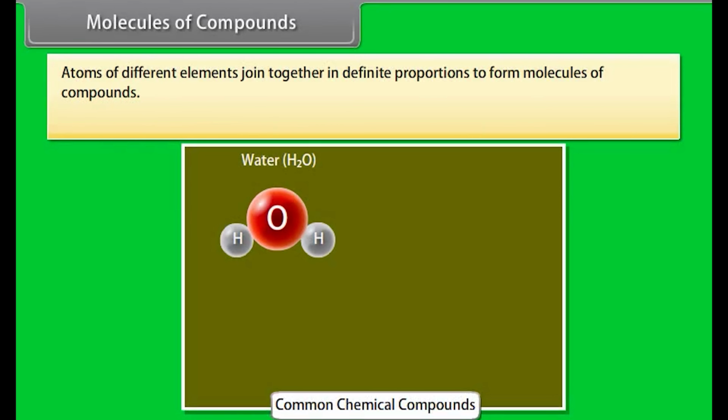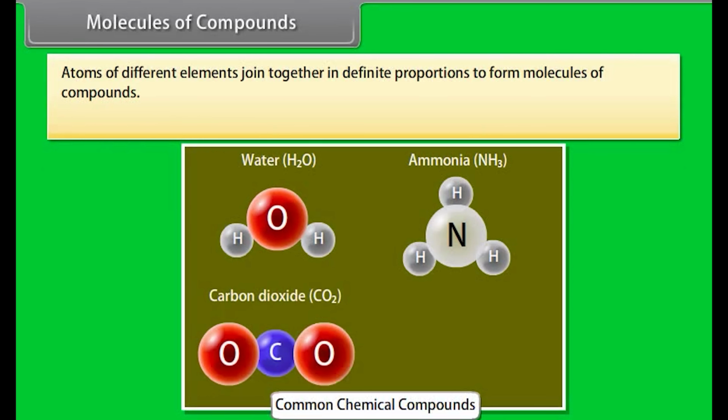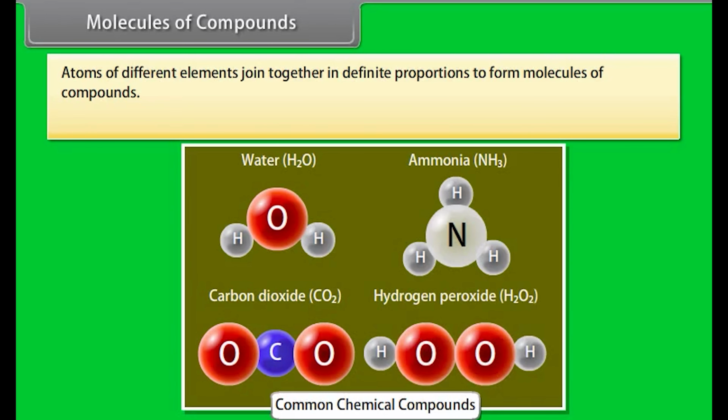Molecules of compounds. Atoms of different elements join together in definite proportions to form molecules of compounds. For example, water, ammonia, carbon dioxide, hydrogen peroxide, etc.